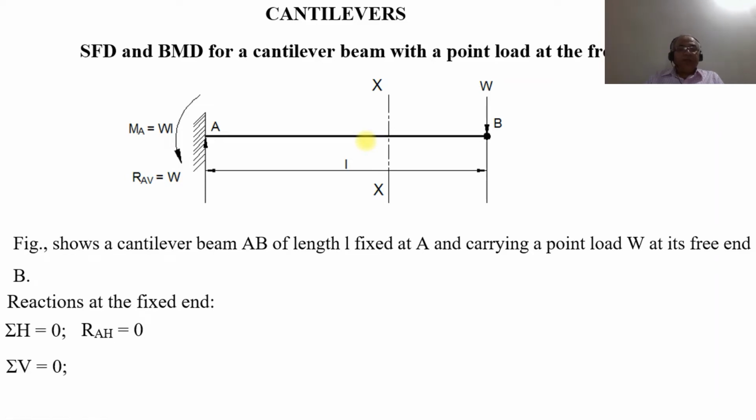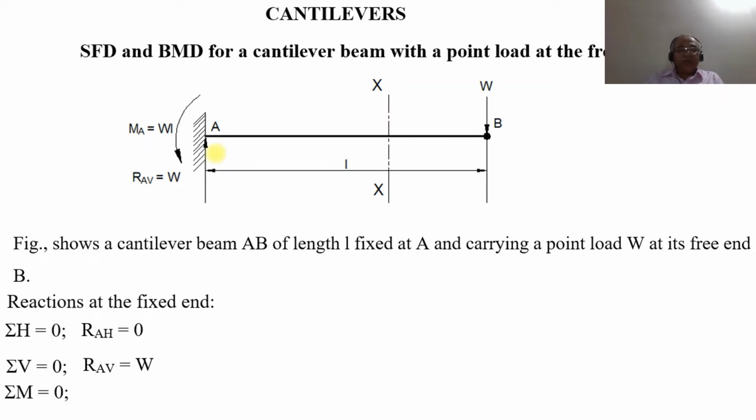When you are considering the vertical load, when only one load is acting from the top, in order to keep the body in equilibrium you should have a load acting in the direction opposite to the applied load, which will be RAV, acting in the upward direction, and it is a positive value. So it is plus W.